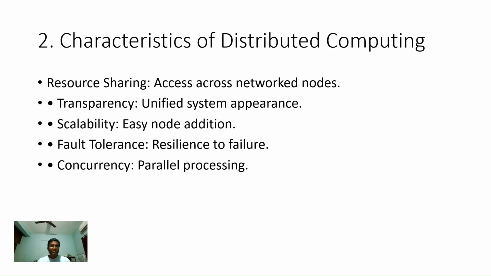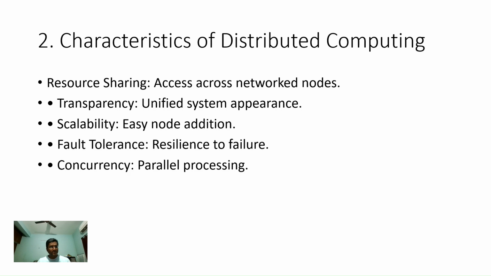And when we move into the characteristics of distributed computing, there are some characteristics which help out. The first is resource sharing. The second is transparency. The third is scalability. The fourth is fault tolerance, and the fifth is concurrency. So these are the big characteristics of distributed computing.